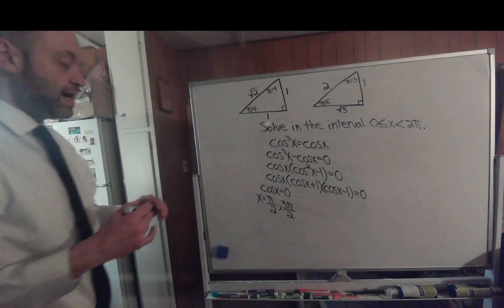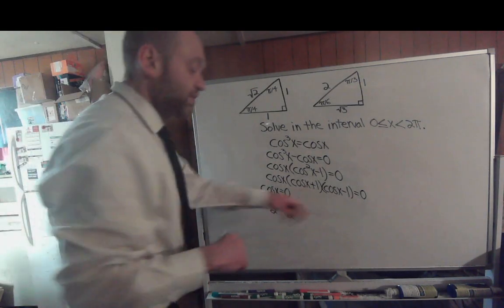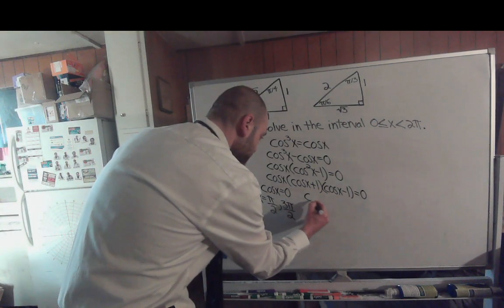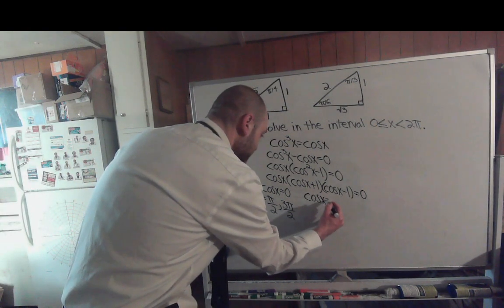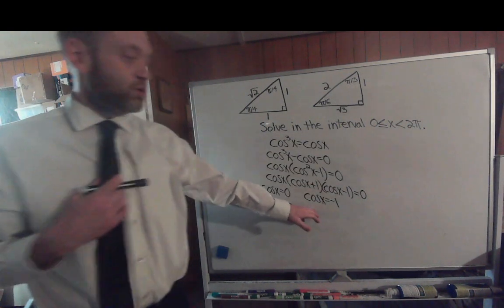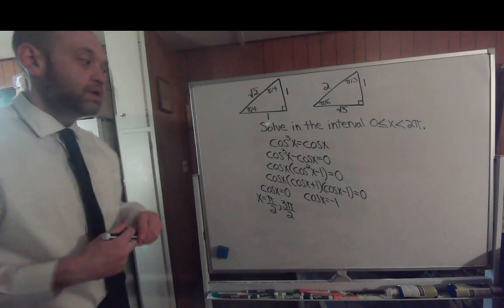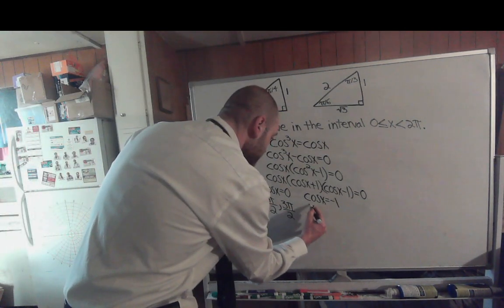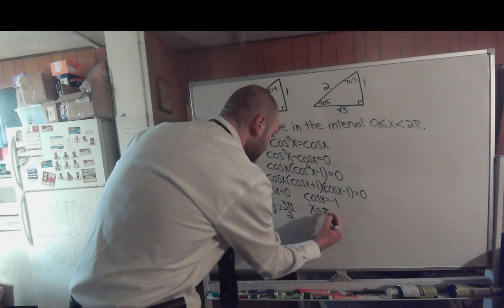All right, now cosine of x plus 1 equals 0. That's just going to give you the cosine of x equals negative 1. So where in this interval does the cosine of x equal negative 1? That'd be at pi, right? So x would have to equal pi.